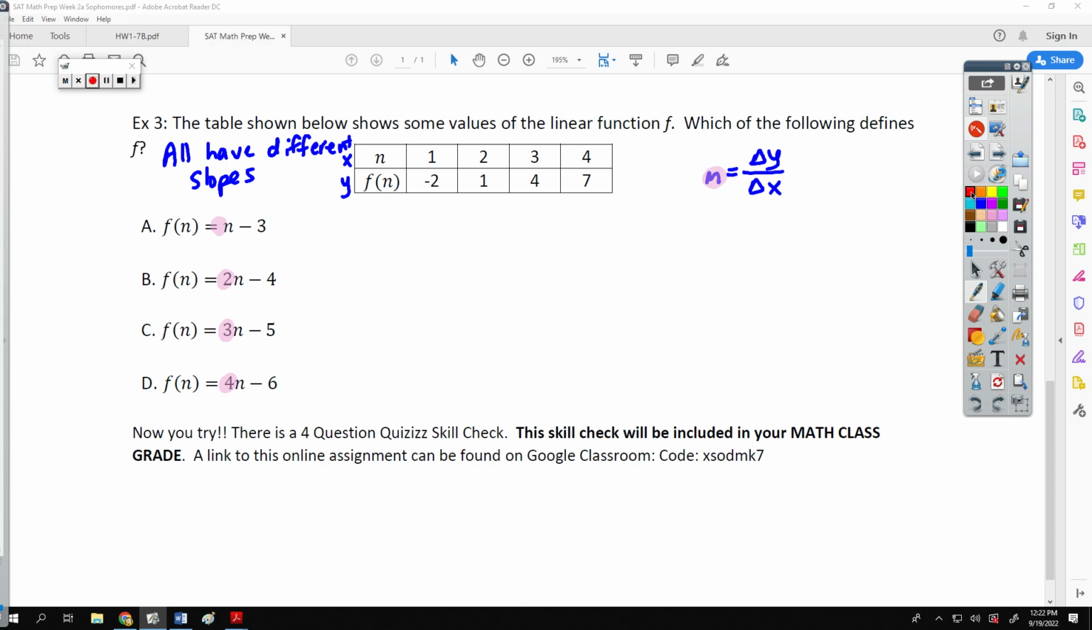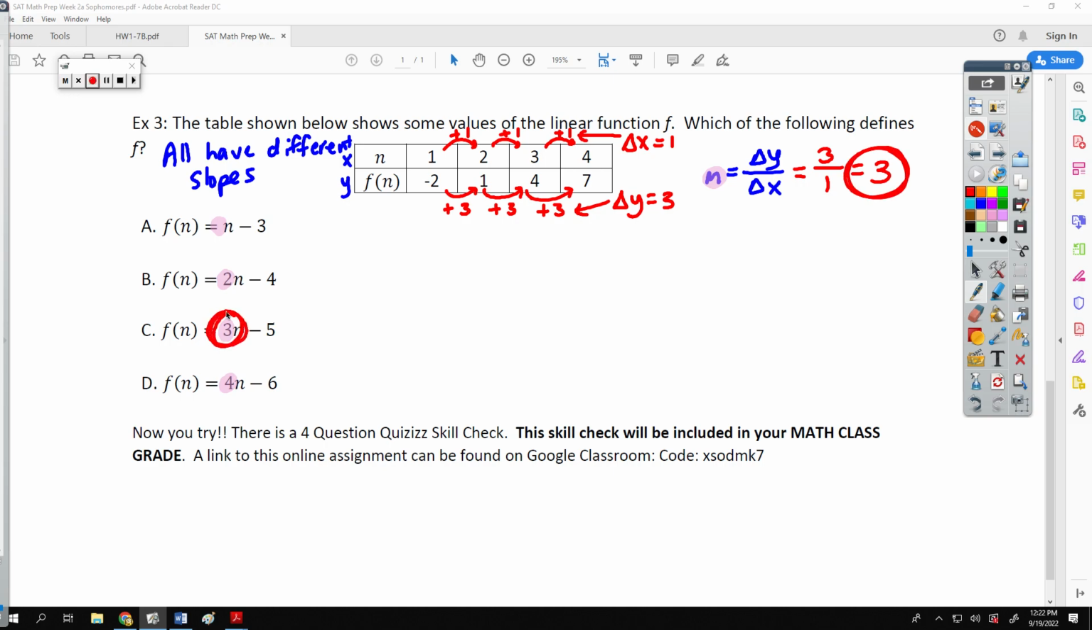So we look at the x values. They are increasing by 1 in that table each time, which tells us the change in x is 1. For the y's, we're looking at an increase of 3 each time. The pattern is plus 3, which tells us the change in y is 3. So the slope of this expression is 3 over 1, or 3. So we look for the 3 in front of n. The correct answer is C.